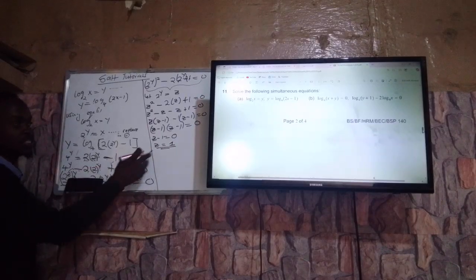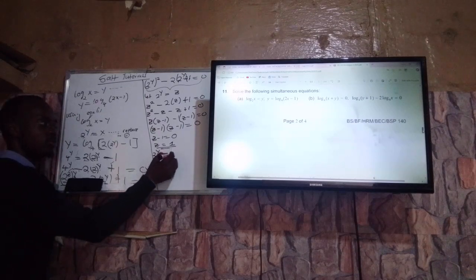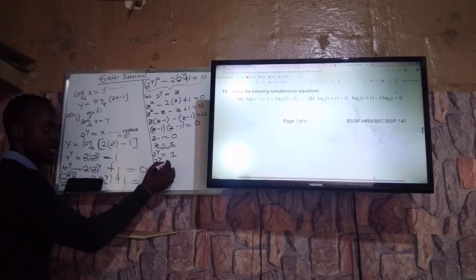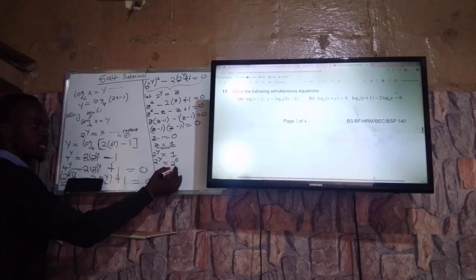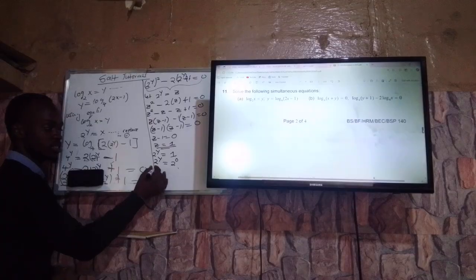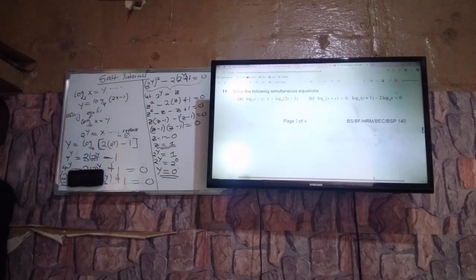So now since the value of z is 1, recall that this z was what? 2 power y. So we're simply saying 2 power y is equal to 1. So if 2 power y is equal to 1, this implies that 2 power y is the same as 2 power 0, because any number power 0 is 1. So if I have 2 power y equal to 2 power 0, this is equivalent to y equal to 0. So we found the first variable, which is y equal to 0.